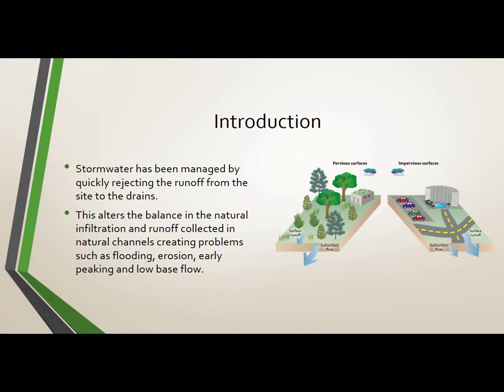To begin with the introduction, stormwater has been managed by quickly rejecting the runoff from the site to the drains. As an example, there used to be vegetation in the area, and then we constructed impervious cover on it. This alters the balance in the natural infiltration, because the rainwater cannot infiltrate into the ground. Also the runoff is increased, and it gets collected in the natural channels. This creates the whole problem of flooding in the natural channels, erosion in the channels, early peaking in those natural channels, and then low base flows.